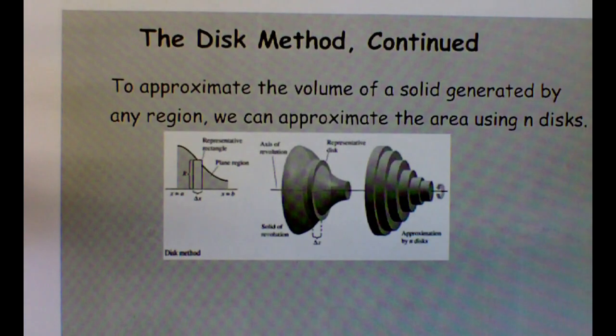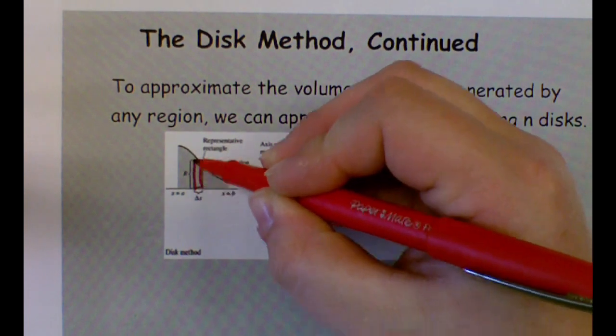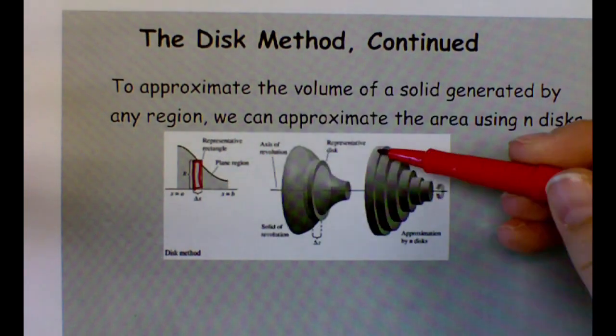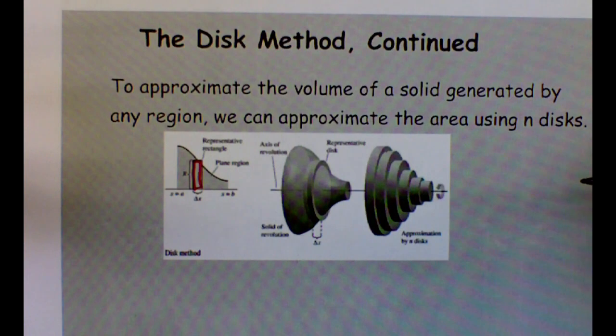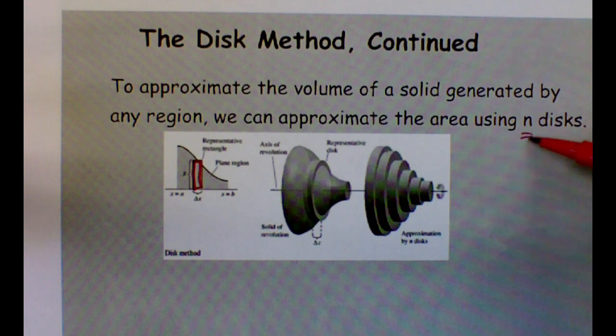To approximate the volume of a solid generated by any region, we can approximate the area using n disks. Each of my disks is delta x wide, and I just take that many disks and add them all up. And what do we know about using n of anything? We get closer and closer to the value as n approaches infinity.